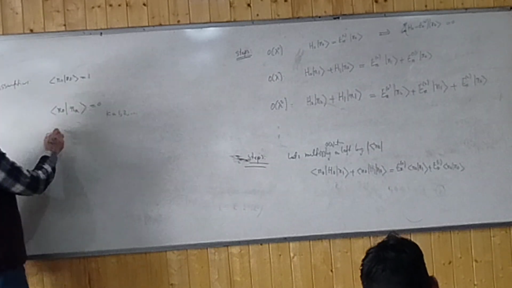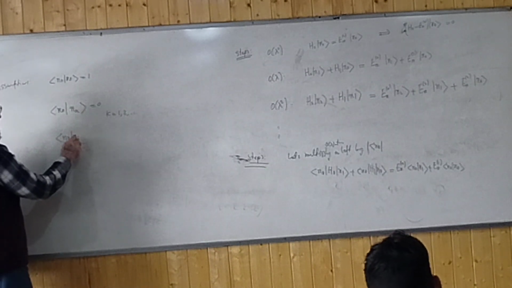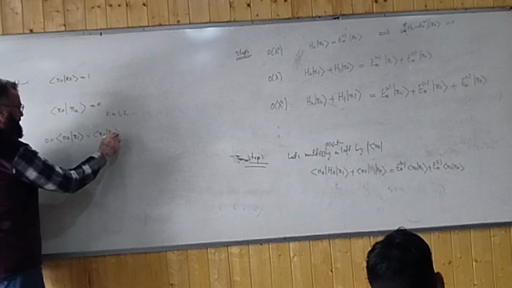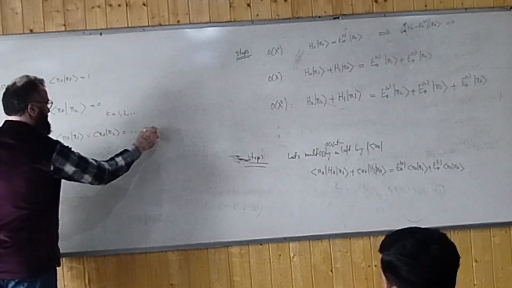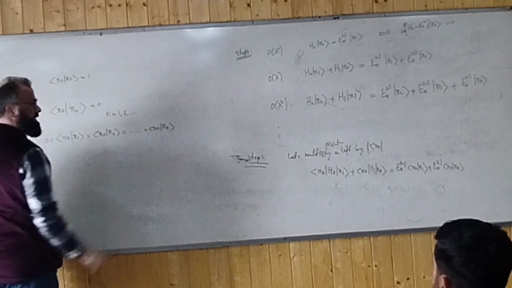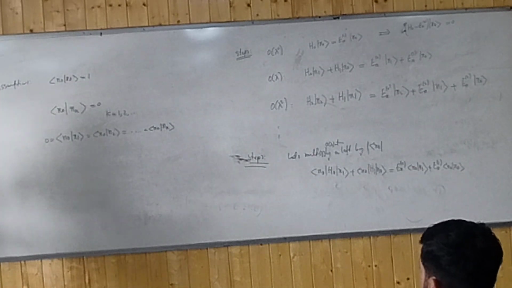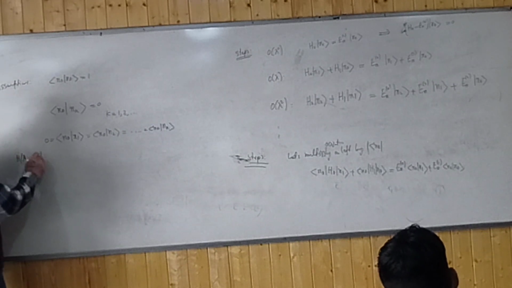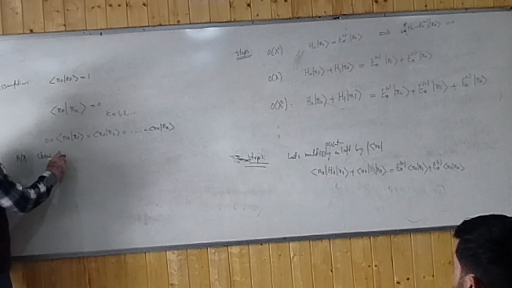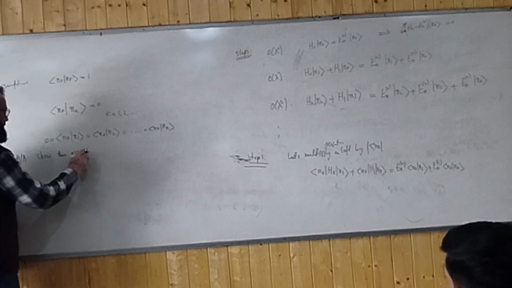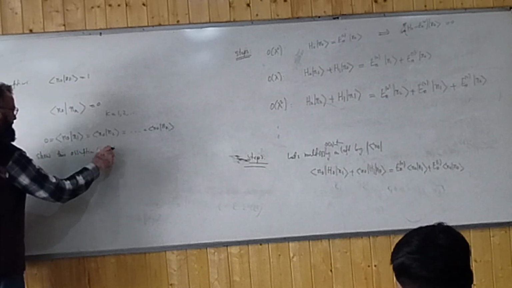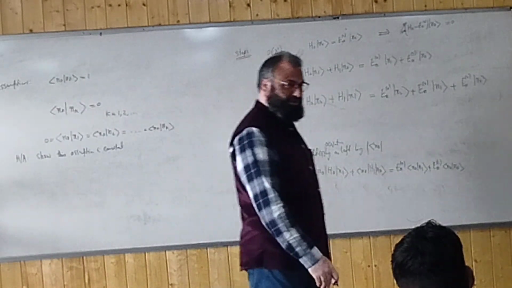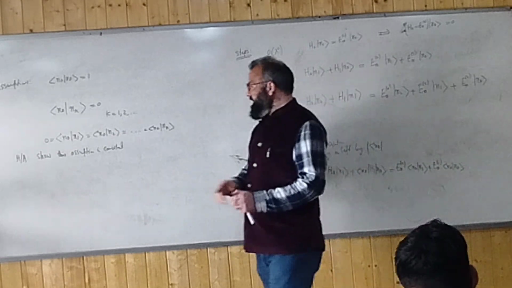Clear? So what does this mean? I am using that these are all orthogonal. Got it? Okay, so the home assignment for you people is to show this assumption is consistent. So there is a consistency in the set of equations. You need to prove this assumption at least.